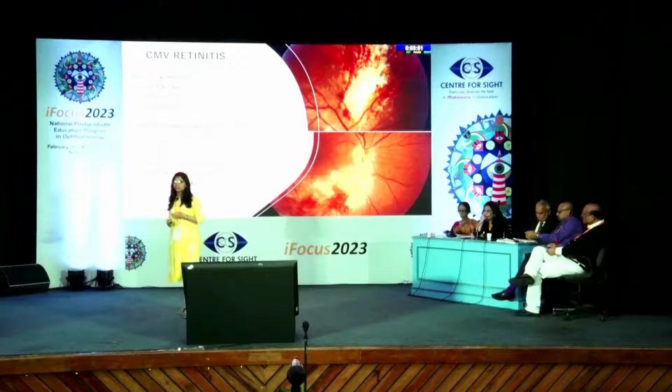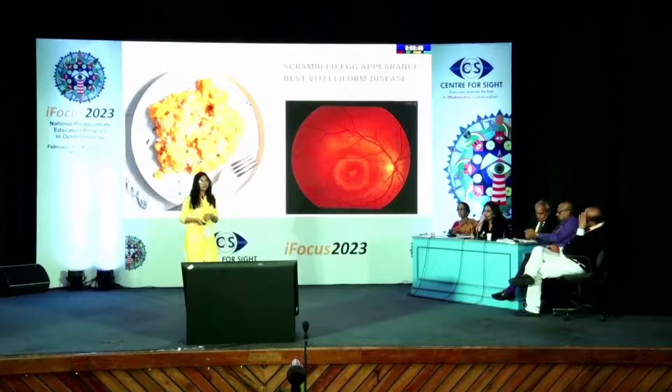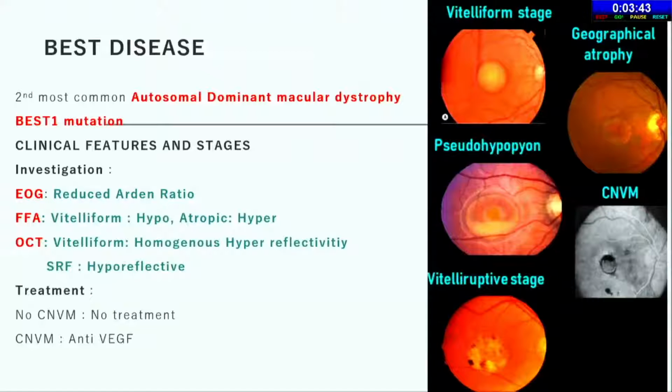valganciclovir, ganciclovir and foscarnet. He says, some scrambled eggs too, little girl. And this can be compared to Best vitelliform disease, which is the second most common autosomal dominant macular dystrophy following Stargardt's disease. This is caused due to BEST1 mutation occurring through various stages. The first, round yellow egg yolk appearance, is the vitelliform stage, going through pseudohypopyon, then it breaks up into the vitelliruptive stage with a scrambled egg appearance, and finally the atrophic stage. When these patients have a choroidal neovascular membrane, it's best to give them anti-VEGF treatment.